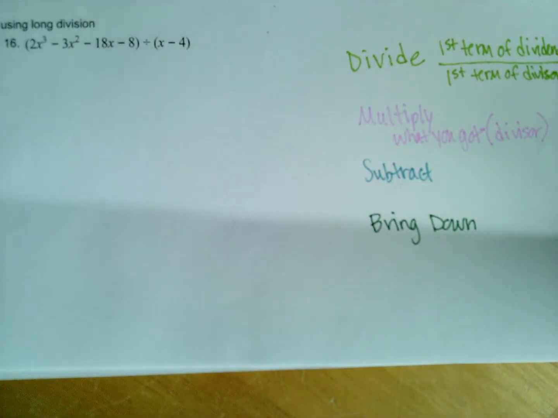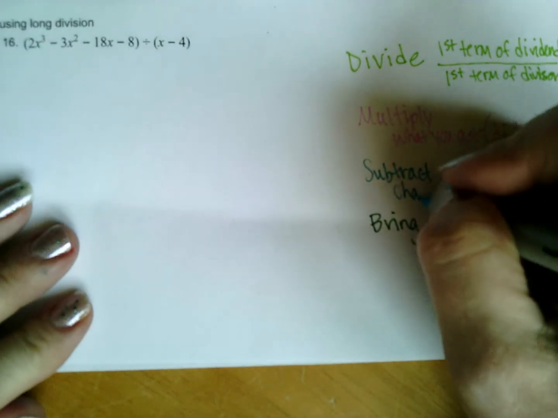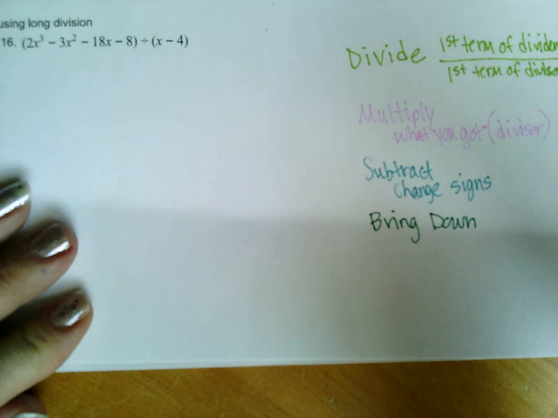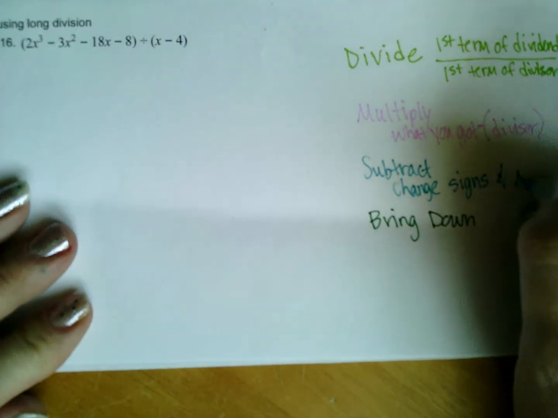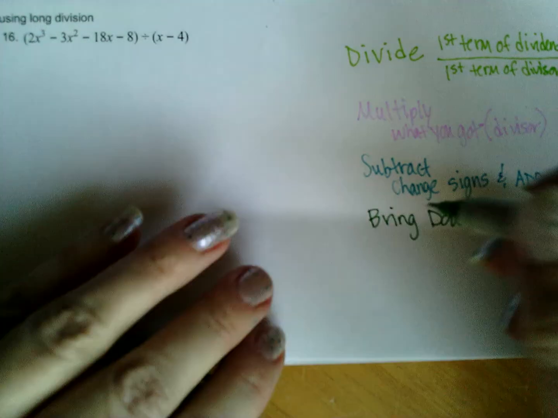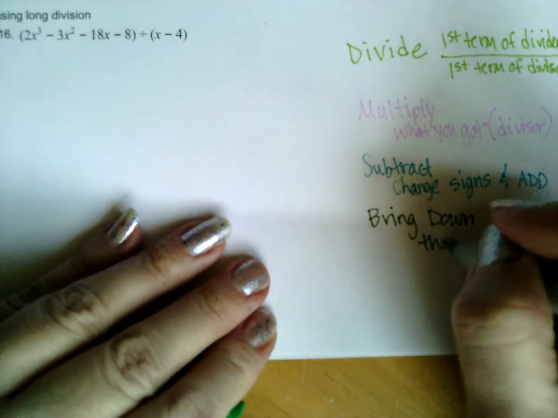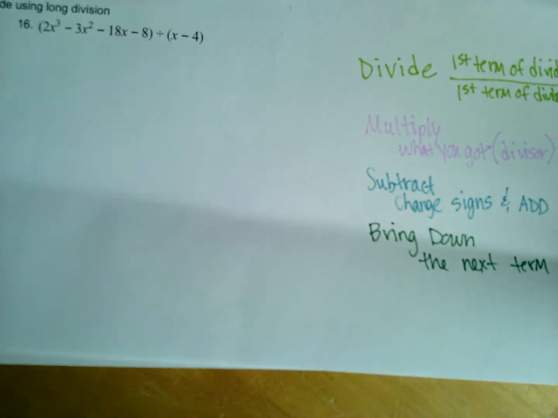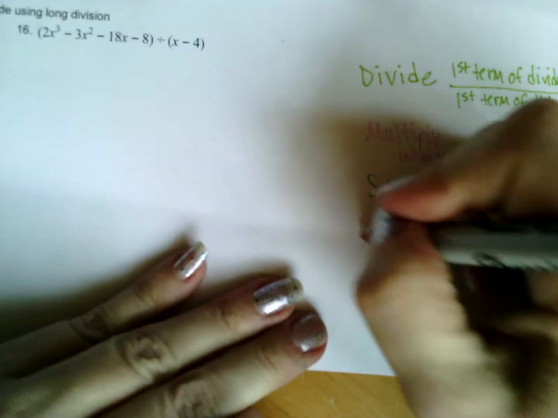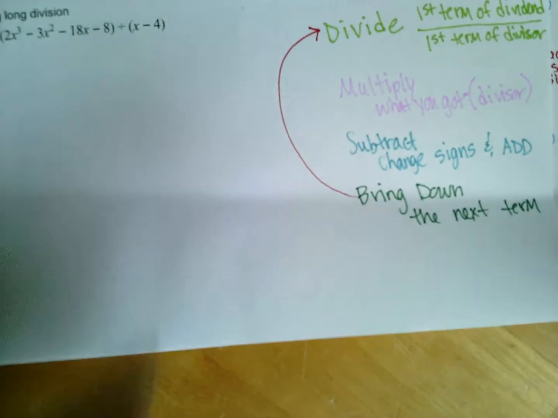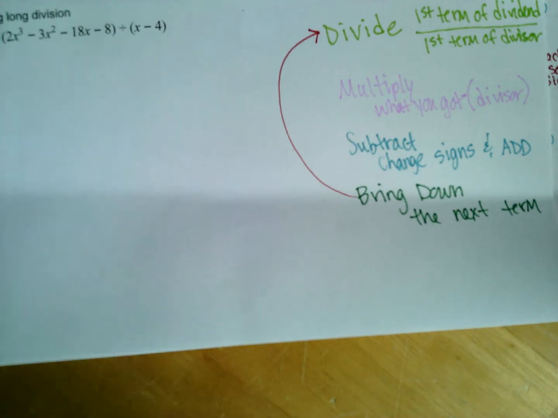Then on the subtract step, you're going to change your signs because adding is easier than subtracting. So we change signs and add instead of subtracting. But I still say the subtract line because that reminds me to change my signs. And then bring down the next term. And then the bring it on back means we go back up to the divide step. So we do divide, multiply, and subtract. Bring it on down. Now bring it on back.